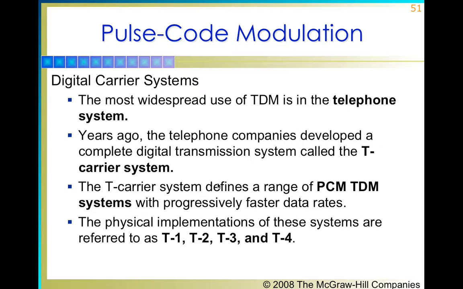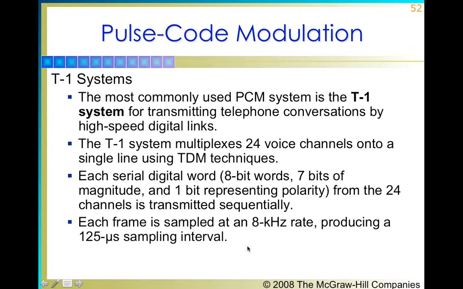And then we have another application of TDM, which is the digital carrier system, the most widely used TDM system for telephone applications. This is also called the T carrier system, which is based on PCM and TDM applications, and its physical implementation is also referred to as T1, T2, T3 and T4. And what is the T1 system? It is the most widely used PCM system, and here we have 24 channels, and each channel is about 64 kilobits.